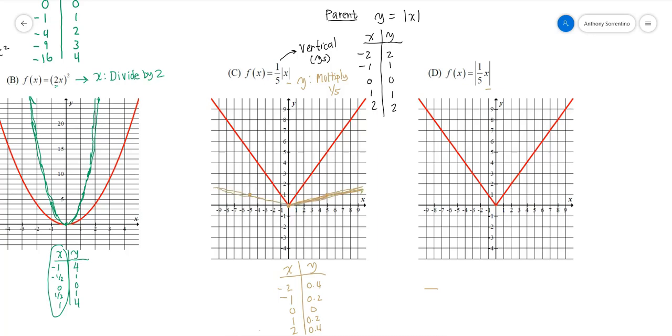Now this looks like it got stretched horizontally, but actually what happened, and we could tell this because it was a vertical transformation, it got shrunk vertically. That's what happens with this. For this one here, the 1/5 is occurring inside the parenthesis. Horizontal transformation.